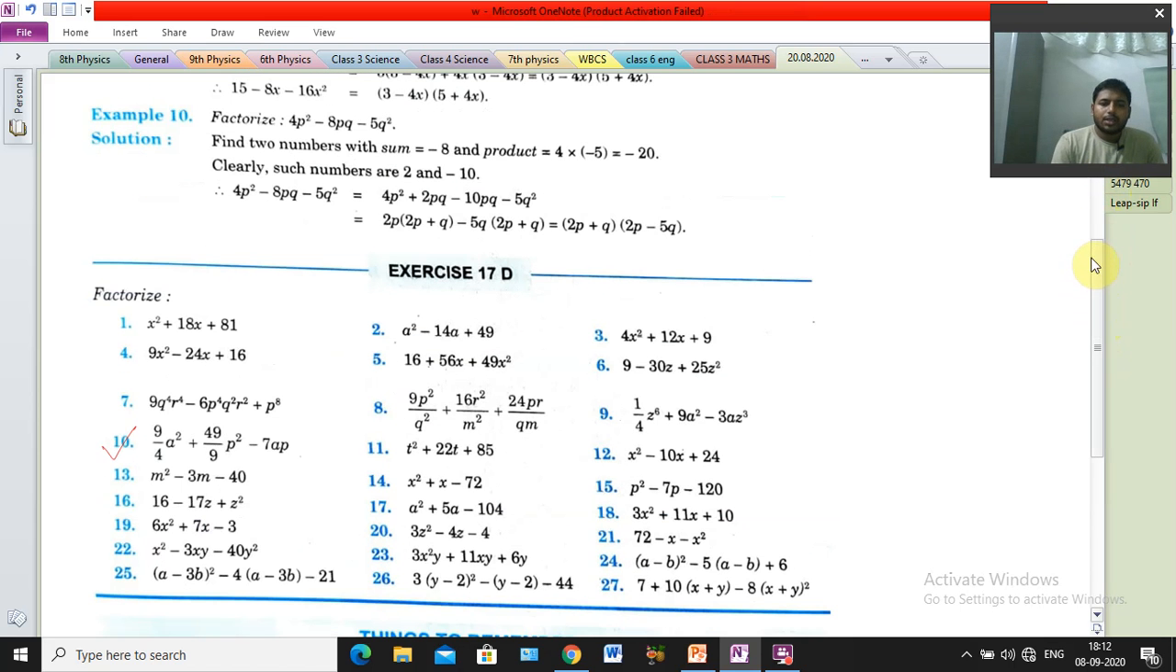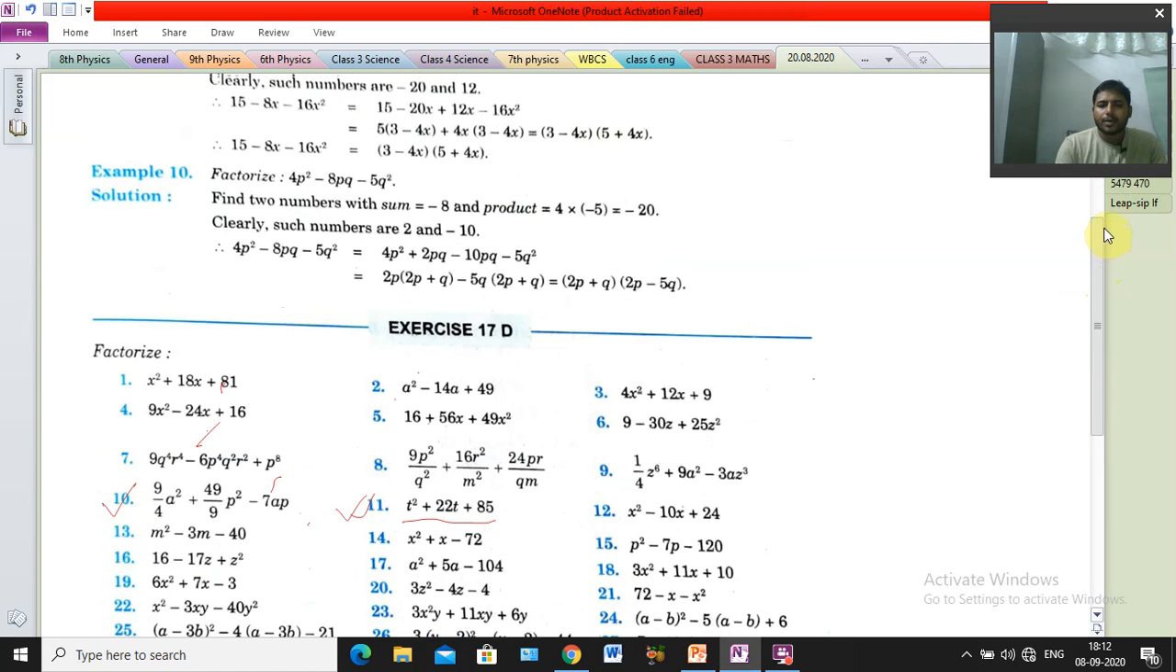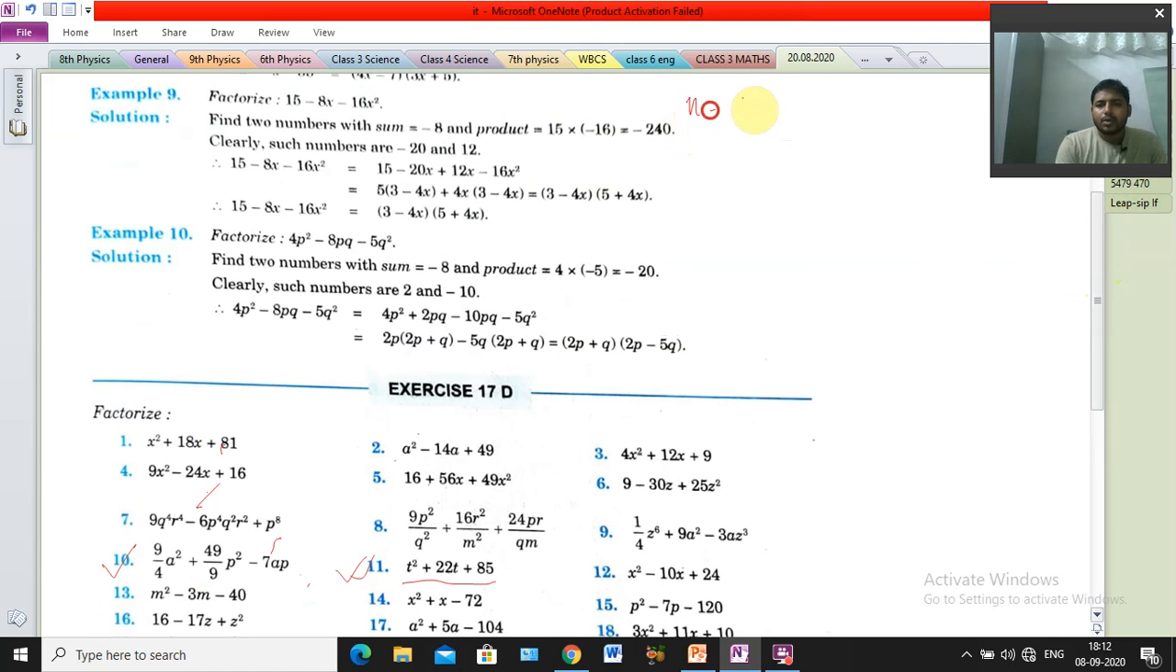Okay, now we'll discuss question number 11. Read the question, then write the question and try it. So what is the given question, sir? Here given t square plus 22t plus 85. Okay, write the question. I am writing here: t square plus 22t plus 85.